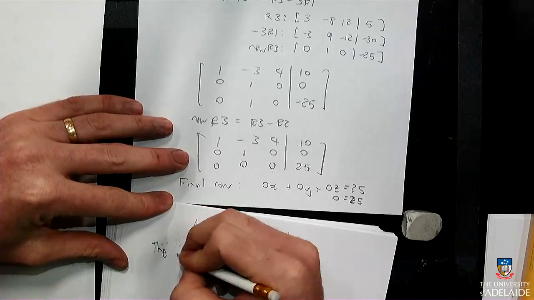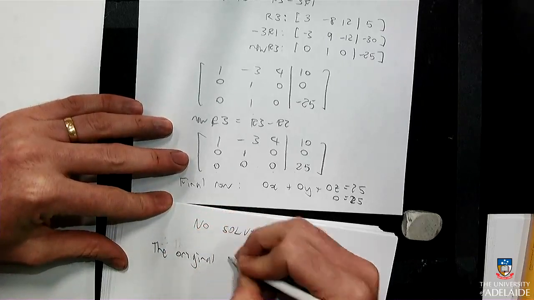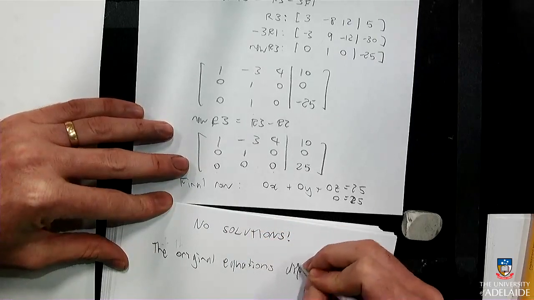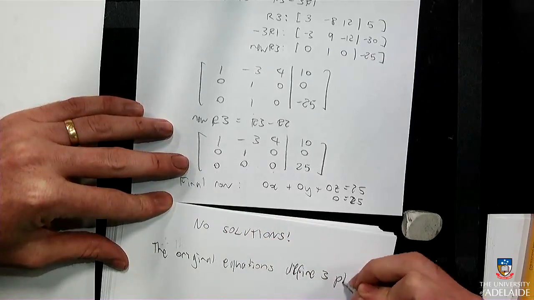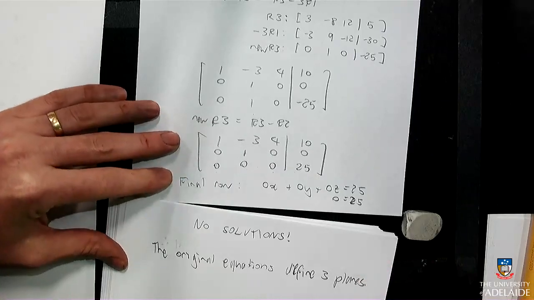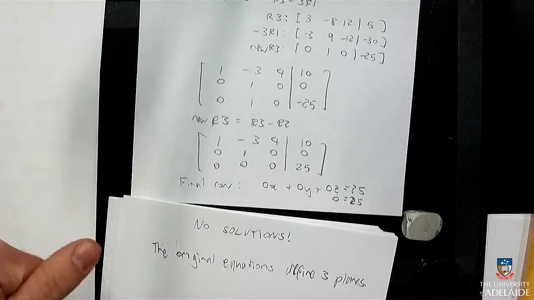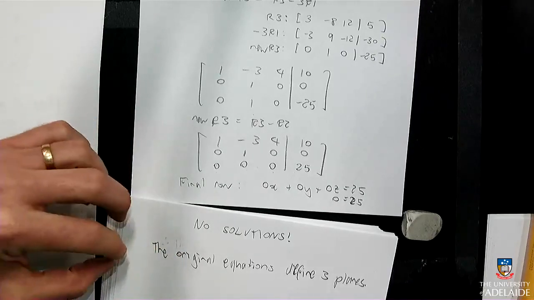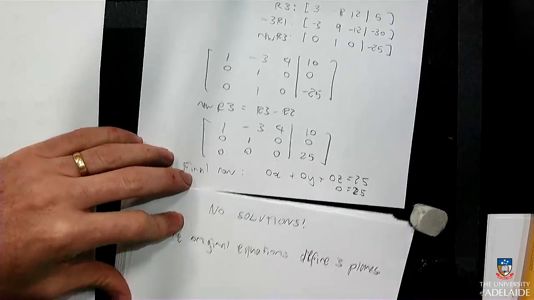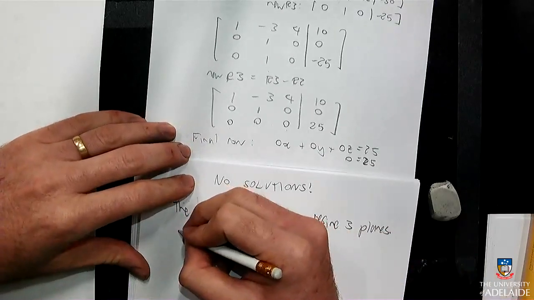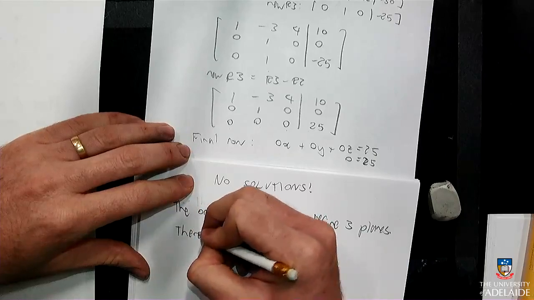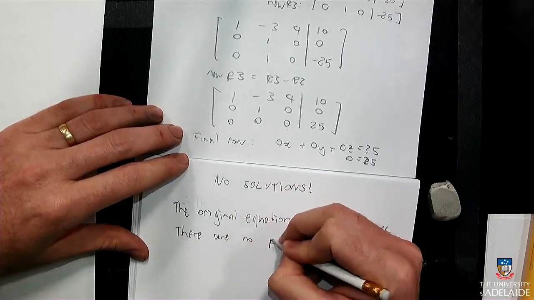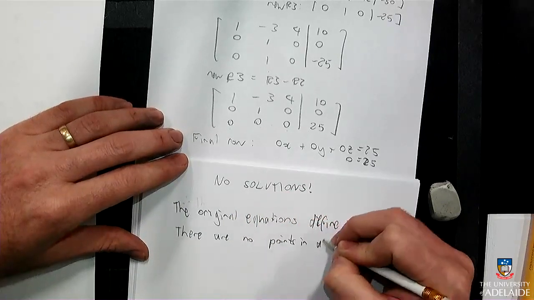The original equations define three planes. Okay? So this is how to interpret a result geometrically. You tell the reader what the equations represent. So the original equations define three planes. And then you could say the solutions are the points that are in all three, but there are no solutions. So there are no points in all three planes.